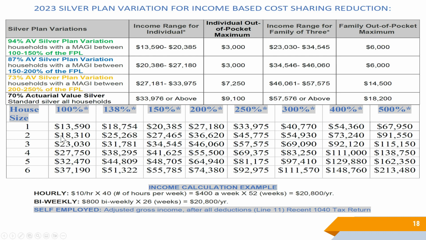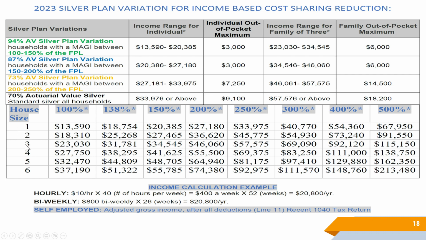But how to understand this chart is, if you're a one-person household, so you're single, you don't have any dependents, no children, it's just you on your tax return, this is the least amount of money that you can make. If you make $1 less than this $13,590, you're not going to qualify for assistance. And you can make all the way up to $67,950. And depending on your age and your location, you'll still get credit.